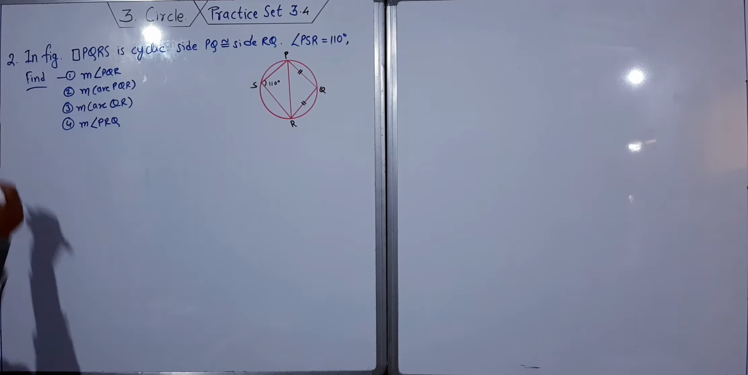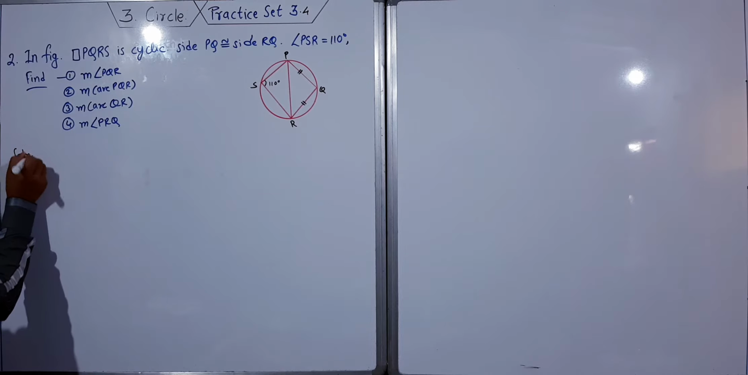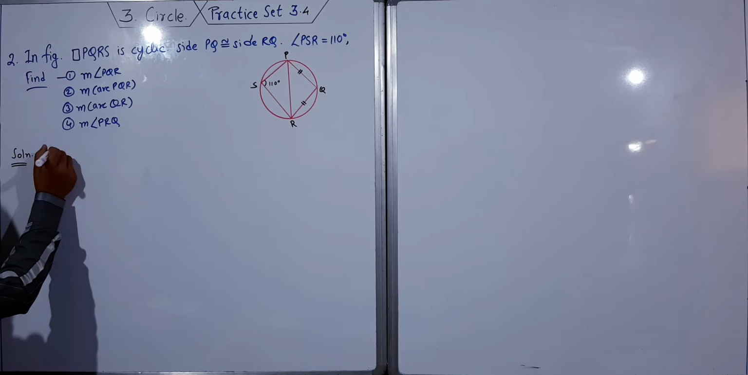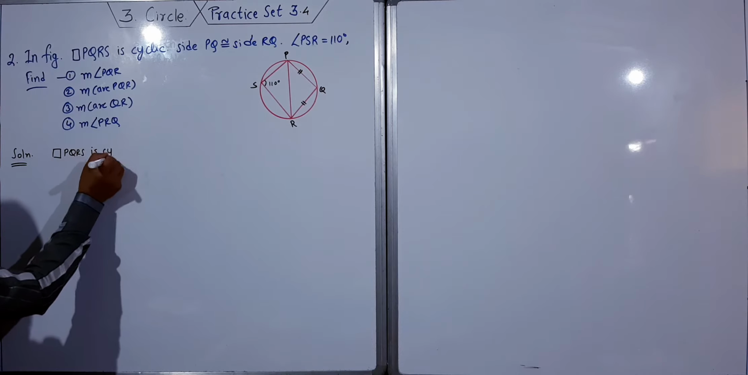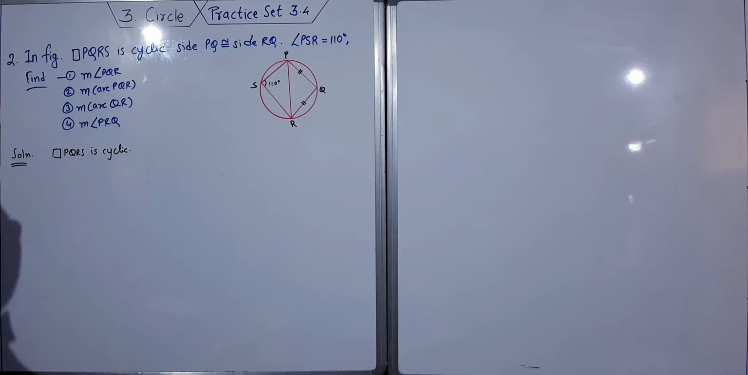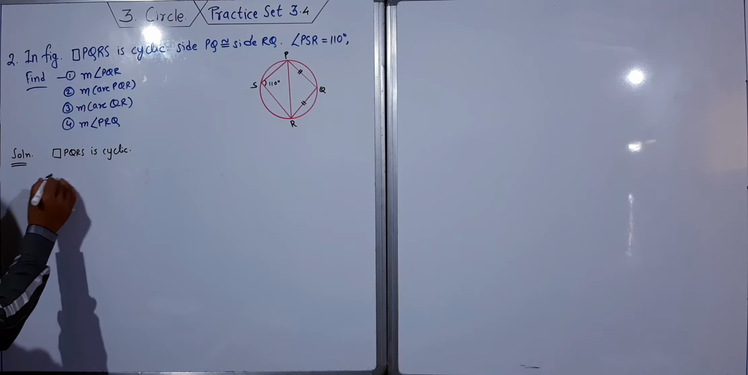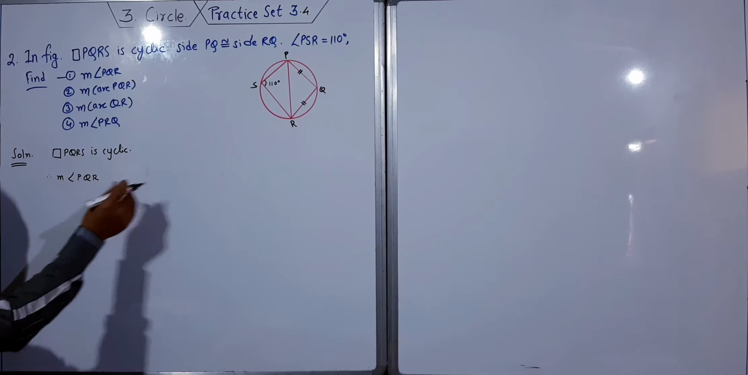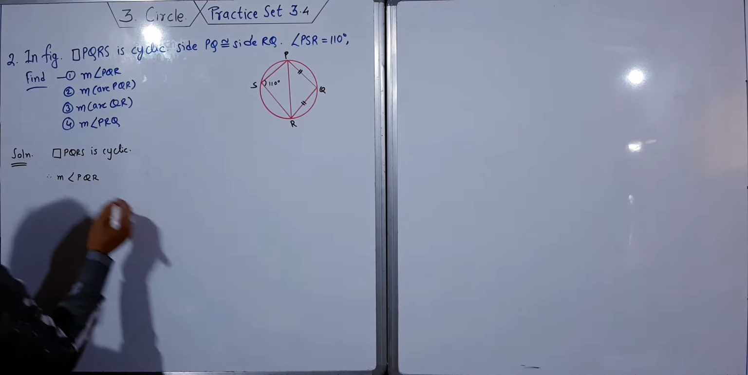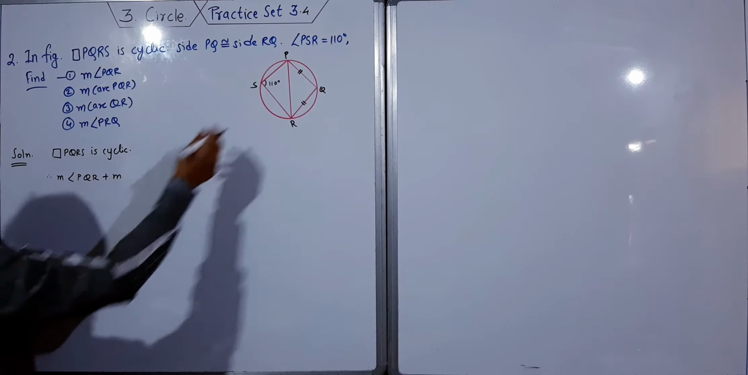So let's start. Solution: first I will write that quadrilateral PQRS is cyclic, it is a cyclic quadrilateral. Therefore I will write measure of angle PQR plus measure of the opposite angle PSR.